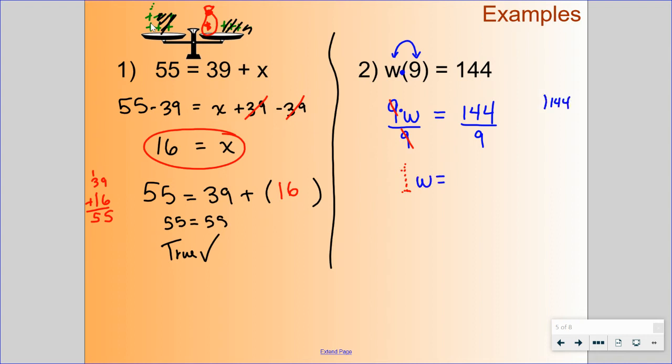Come off to the side, let's go ahead and divide. 9 goes into 14 one time with 5 left over. And if we were to subtract, bring down the 4, excuse me, 9 goes into 54 6 times.